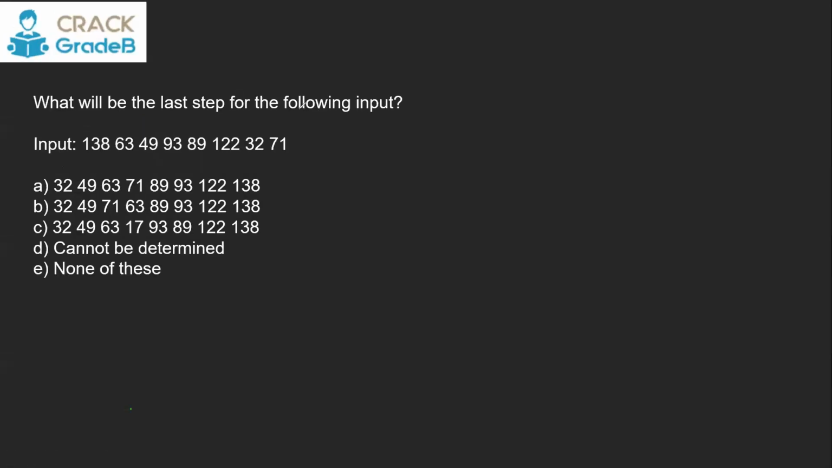It says what will be the last step for the following input. So in the first step, 32 will go in front. In the second step, the biggest number, which is this, will go behind. In the third step, the second smallest number, which is 49, will come after 32. In the fourth step, 122 will go behind.